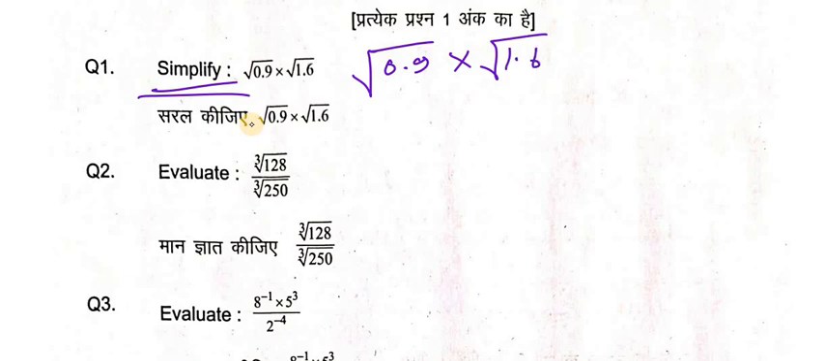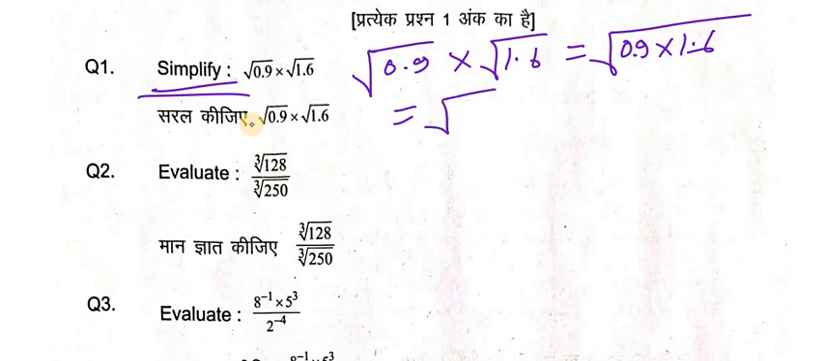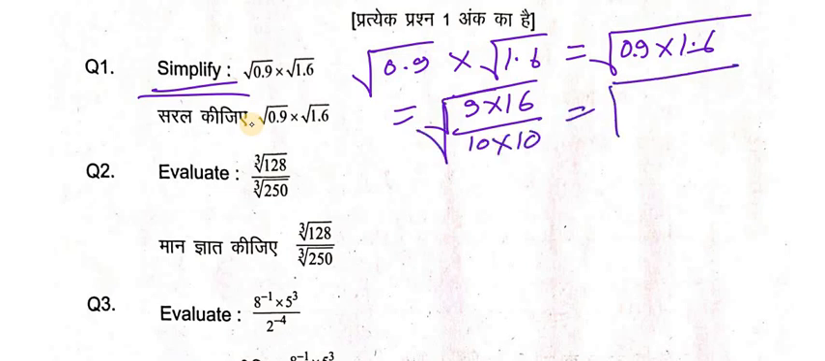If you want to solve it without the decimal, you have to remove the decimal. So you take both under one square root, write 0.9 into 1.6 together, and then write 9 into 16, removing the decimal. So on the below side it will come 10 into 10. So 9 into 16, where 3 into 3 is 9 and 4 into 4 is 16, and it is 10 into 10.